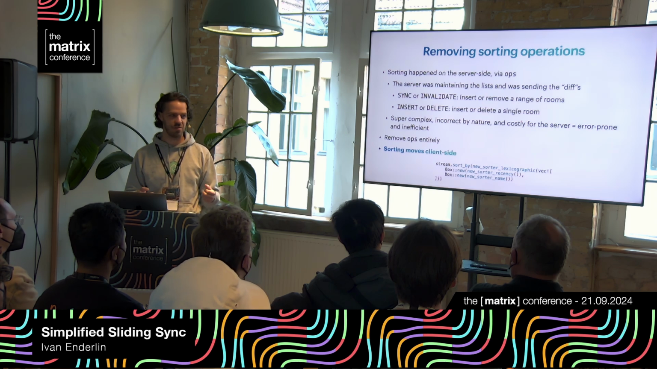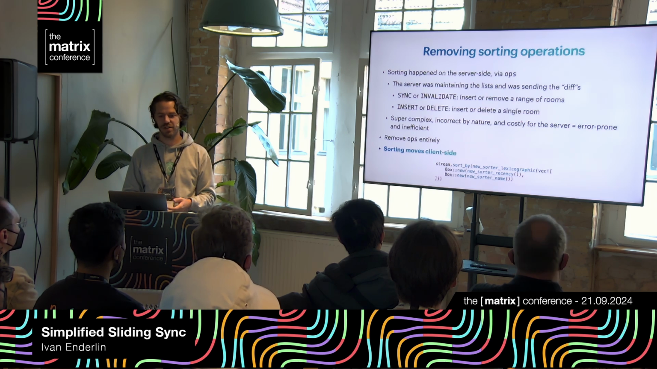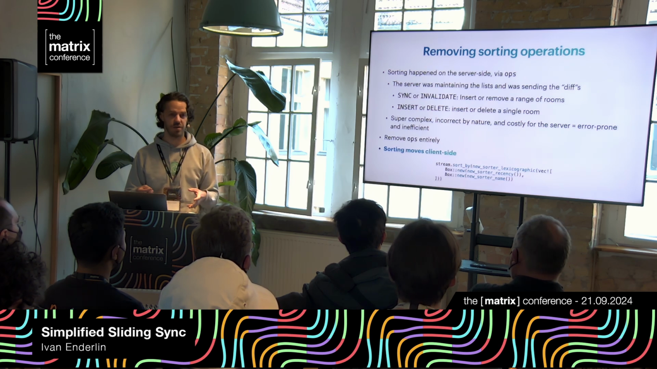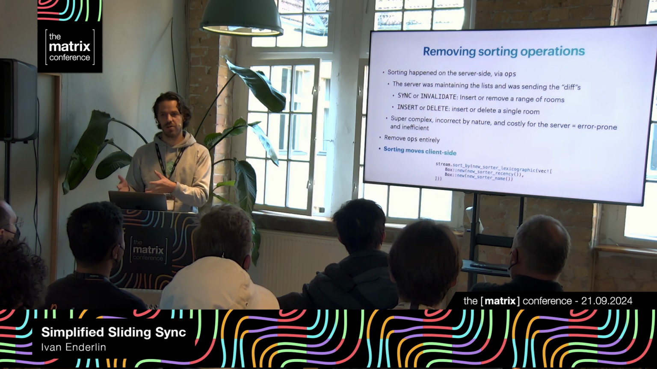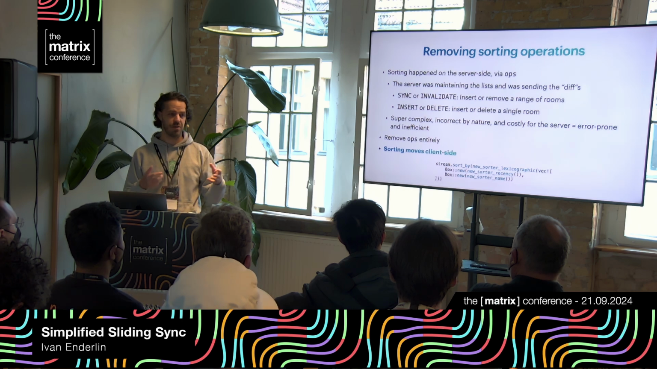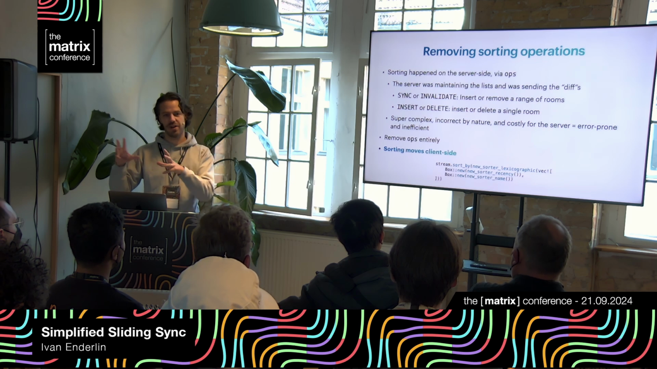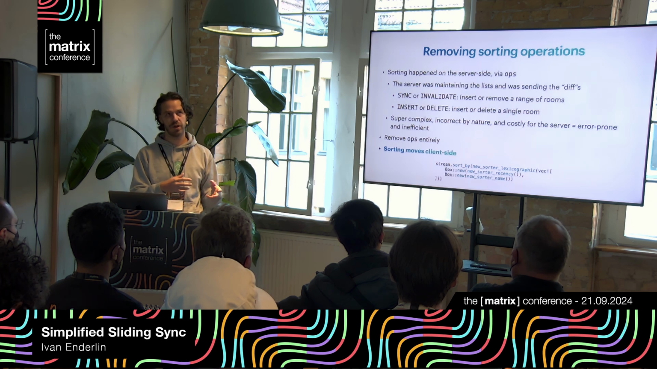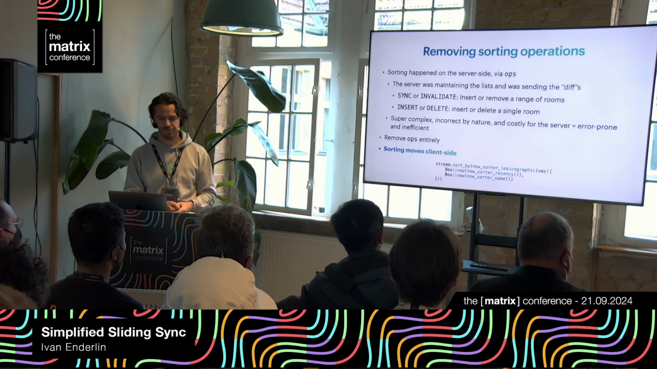Like, how do you sort encrypted rooms? This is not possible. You have no idea what's inside. And same for the name. Like, if a room has no name, you have to compute a name to calculate one. So you use room heroes, for example. And depending on the client, you have different localization, the comma, the "and" separator, and so on. So the server was pre-calculating something like that, but it was not taking into account the localization of the device.